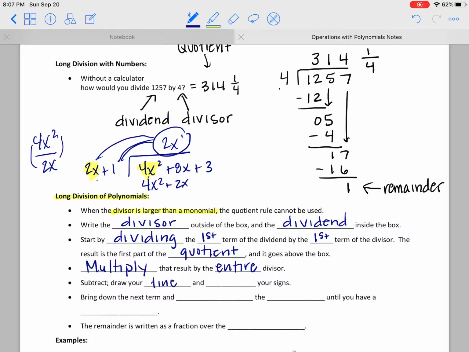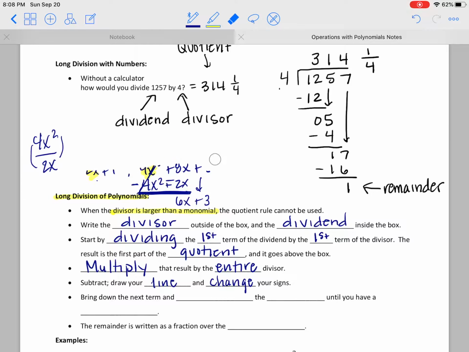Draw your line and change your signs when you're subtracting. So when I go to subtract here, I want to subtract the 4x squared and subtract the 2x. When I draw that line, I'm basically changing those signs. So these terms will cancel, and then 8x minus the 2x is going to give me 6x. I would bring down the positive 3 and then do it again, just like I would with normal numbers. Let me just get rid of all this ugliness.